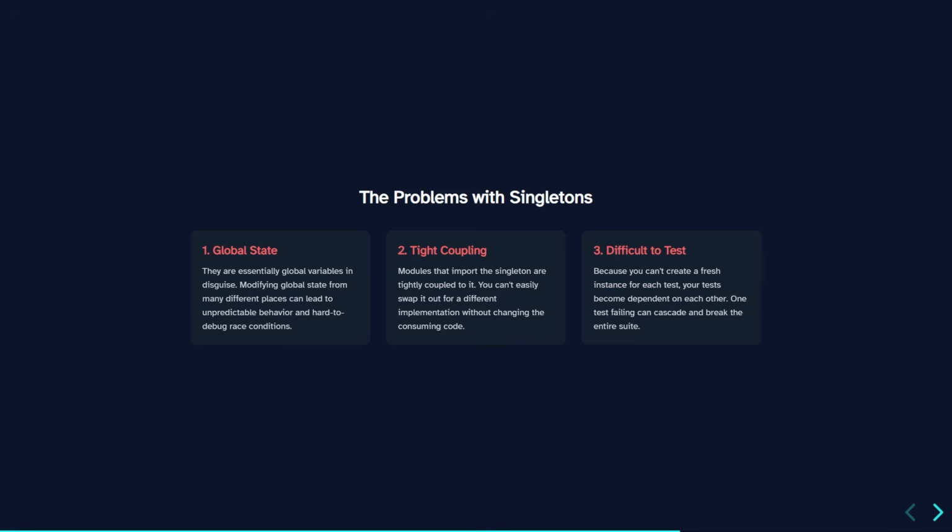Second, they create tight coupling. Any module that imports the singleton is now permanently dependent on it. You can't easily replace it with a different version for a test, for example, without changing the code that uses it. And that leads to the third problem: they are difficult to test. Since you can't create a fresh, clean instance for each unit test, your tests become dependent on the state left over from previous tests. This makes your test suite fragile and unreliable.